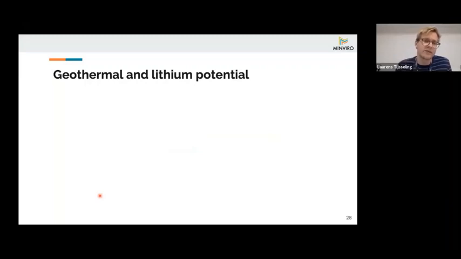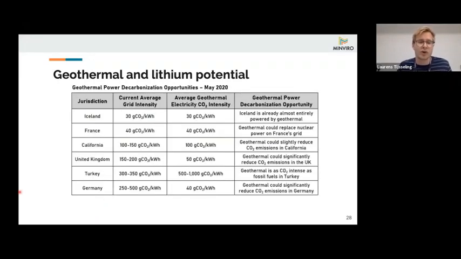Let's go back to the combination of the potential that geothermal energy and lithium have together. There's a number of projects around the world where they look at producing both lithium and geothermal power from the same source. And what we did at Minviro, we decided to compare the carbon footprint of the grid of those locations where they're considering these processes, and of the carbon footprint that would be associated with 1 kWh of energy produced from the geothermal energy.